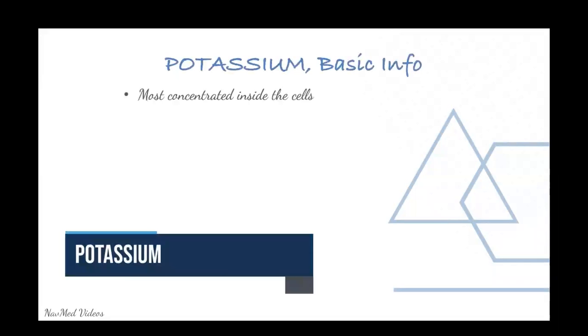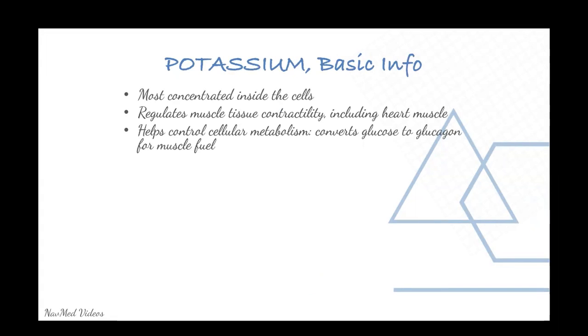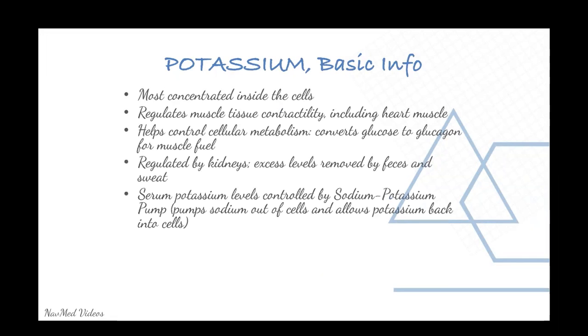Potassium is most concentrated inside the cells. It regulates muscle tissue contractility, including heart muscle. It helps control cellular metabolism, converts glucose to glycogen for muscle fuel. It's regulated by the kidneys, and excess levels are removed by feces and sweat. Serum potassium levels are controlled by the sodium-potassium pump, which pumps sodium out of the cells and allows potassium back into the cells. Normal levels are 3.5 to 5 milliequivalents per liter.